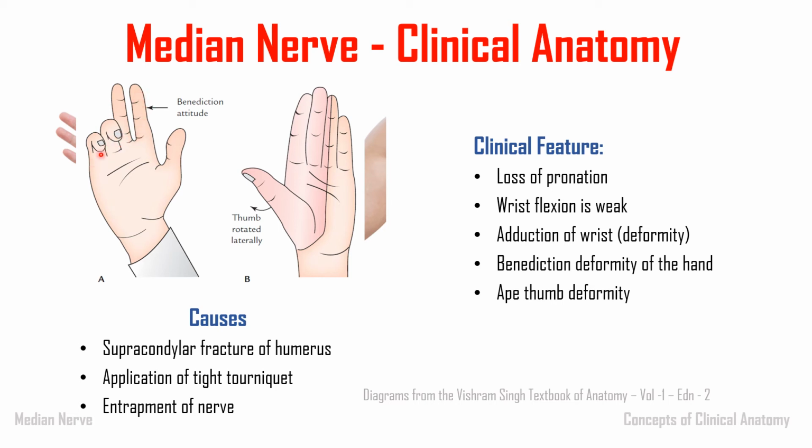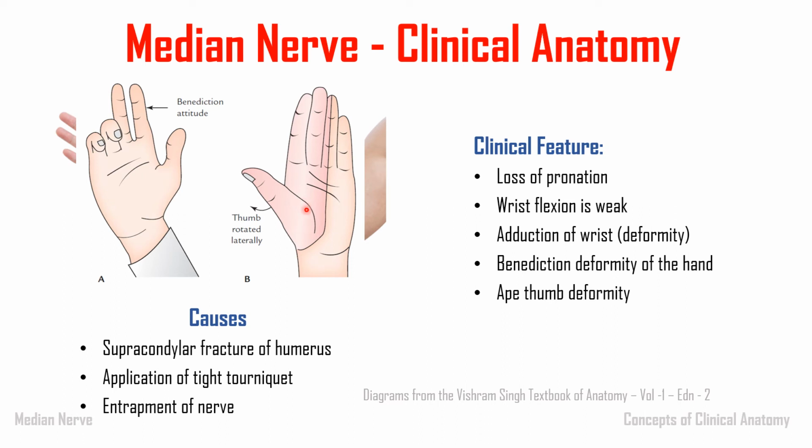Apart from that, these two fingers have the long flexor, the lateral half of the flexor digitorum profundus. For the ring and little fingers it is preserved because it is supplied by the ulnar nerve. But for the index finger and middle finger, the lateral half of the flexor digitorum profundus supplied by the median nerve is paralyzed. So there is loss of flexion at the proximal and distal interphalangeal joints, which leads to the Benediction attitude. Even in the thumb, the long flexor, the flexor pollicis longus, which is supplied by the deep branch of the median nerve, the anterior interosseous nerve, is also damaged.